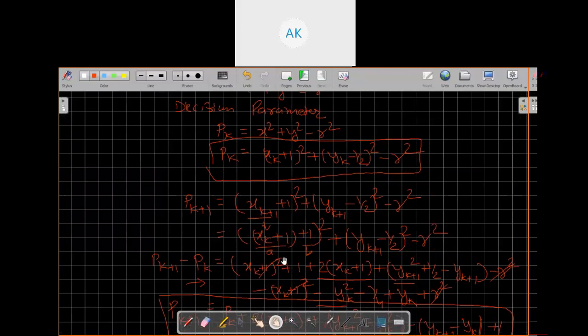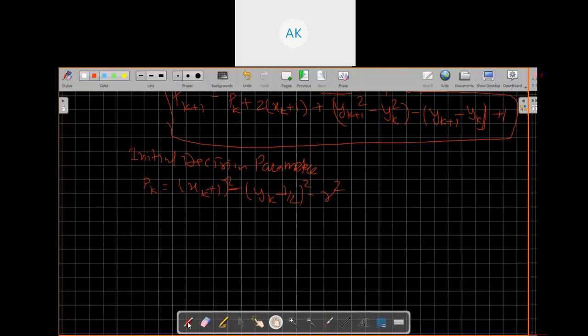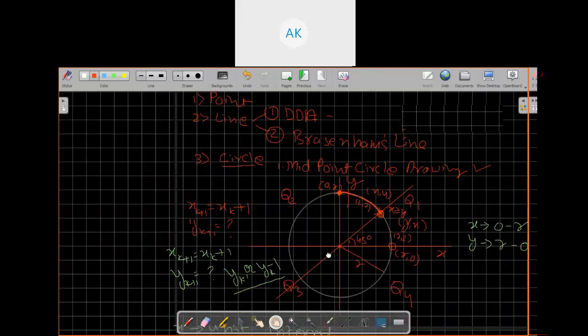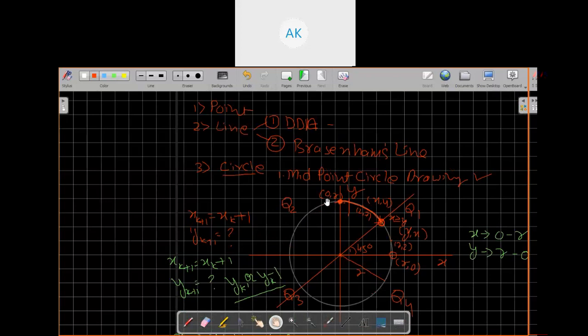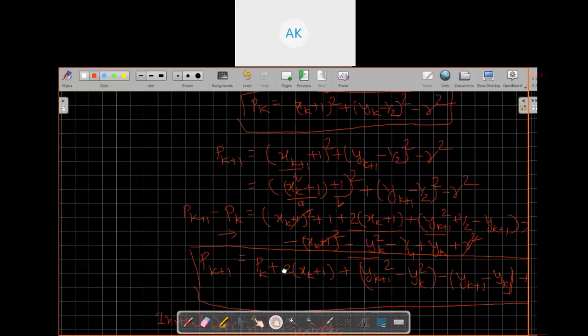xk, I'm just writing this value here again, don't worry. xk plus 1 whole square minus yk minus 1 by 2 whole square minus r square. At the initial point, as we have discussed in this circle, your point is 0, r, where x is 0 and the value of the y coordinate is r. Substitute this value in this equation.